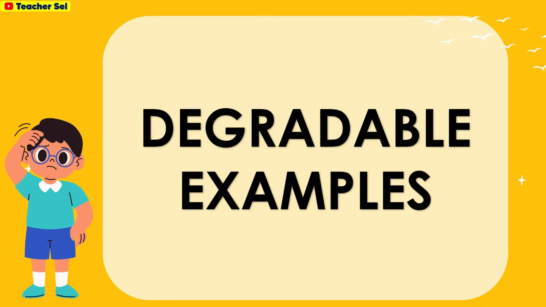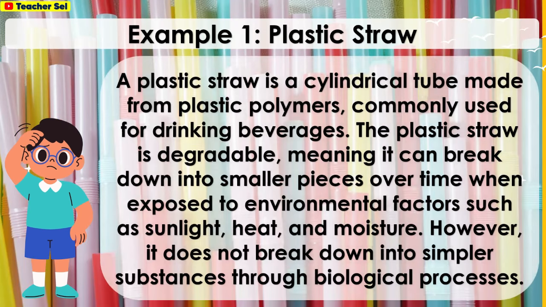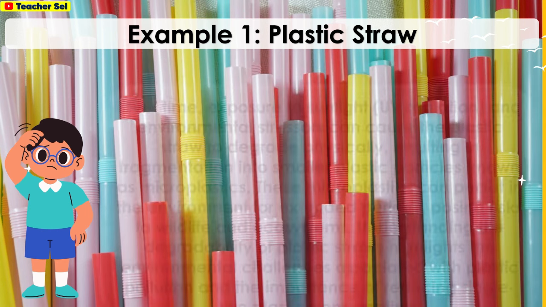Here are degradable examples. Plastic straw. A plastic straw is a cylindrical tube made from plastic polymers, commonly used for drinking beverages. The plastic straw is degradable, meaning it can break down into smaller pieces over time when exposed to environmental factors such as sunlight, heat, and moisture. However, it does not break down into simpler substances through biological processes.